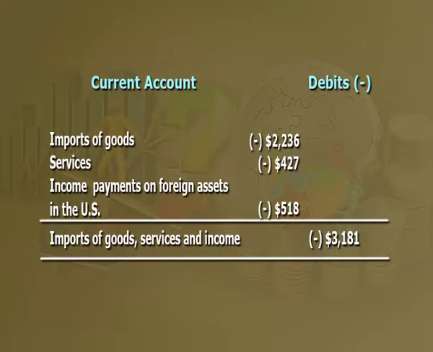The table also shows the imported goods and services of $3,181 billion in 2011. Goods imports total minus $2,236 billion. The $427 billion of service imports included the travel and transportation services purchased by US residents, and $578 billion was paid as interest and dividends on foreign investment in the US.